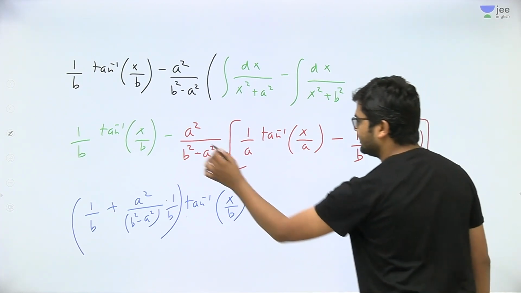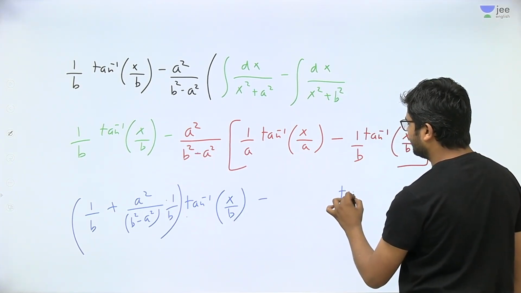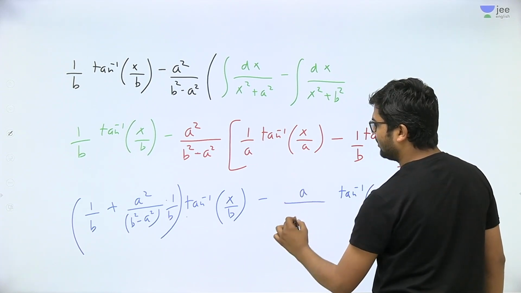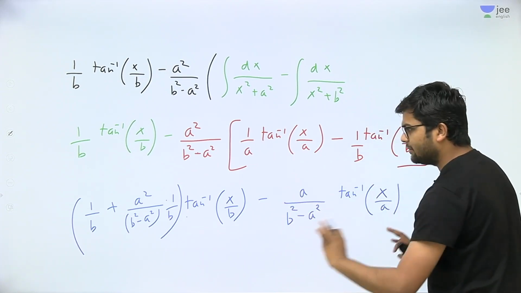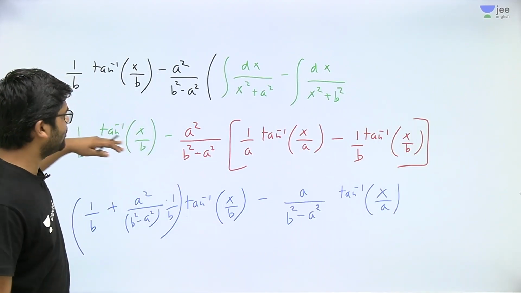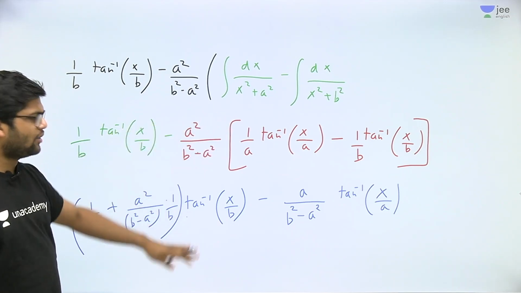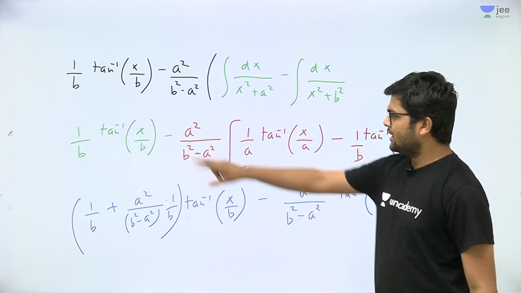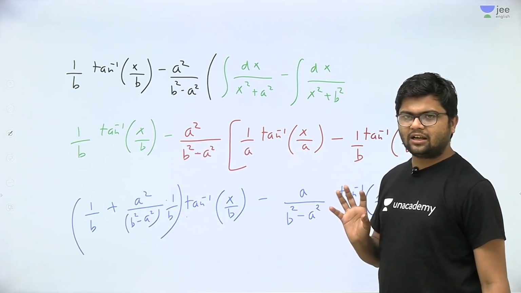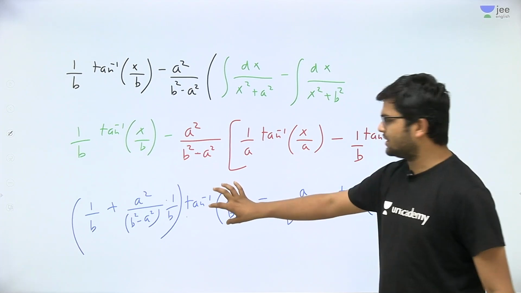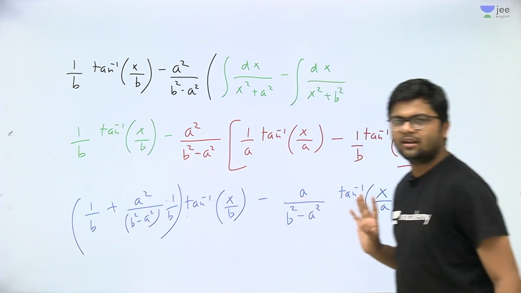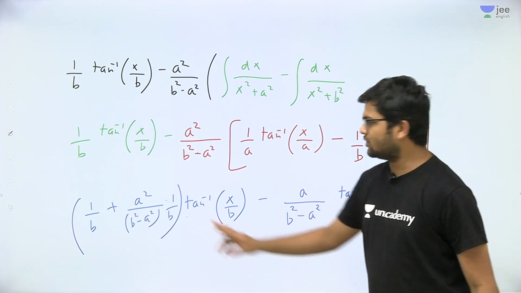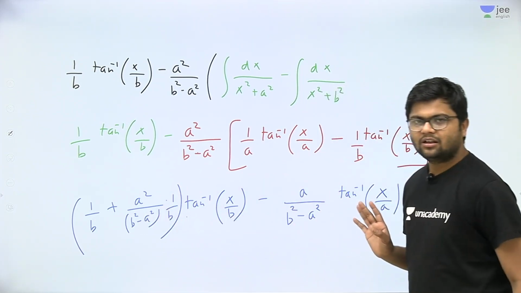Got everyone? And then minus I am writing tan inverse of x by a, and the coefficient of this inverse will be a to a cancel, it will be a upon b square minus a square. I think everybody has understood what I did. Till here we have solved the integration, but now we want to write it in the format that the question has asked us. For that, tan inverse of x by b, I am calculating the coefficient of this inverse. So tan inverse of x by b kept aside, its coefficient 1 by b from here, and from here it will come out to be minus minus plus a square upon b into b square minus a square. That is okay with everyone?